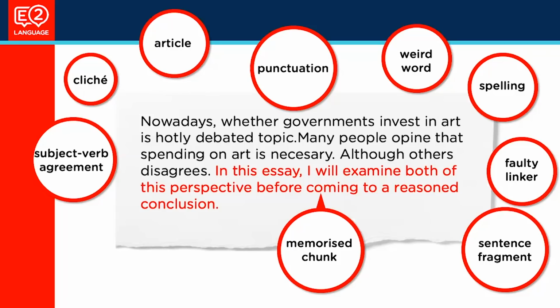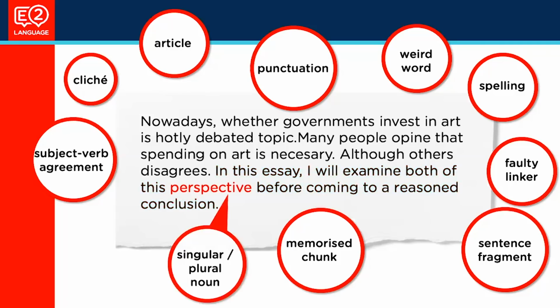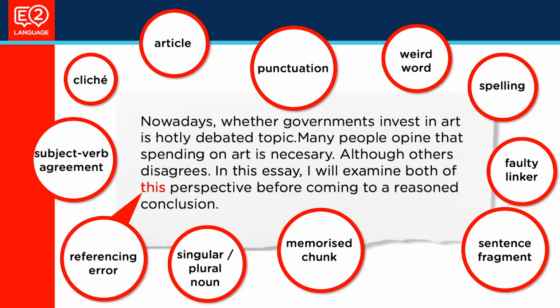However, it's not memorized correctly. There are still a few grammar errors here. So one of them is the singular plural noun problem. I will examine both perspective. It should have an S, right? Both perspectives. There's also an issue with the referencer before it. This perspective, it should actually be these perspectives.